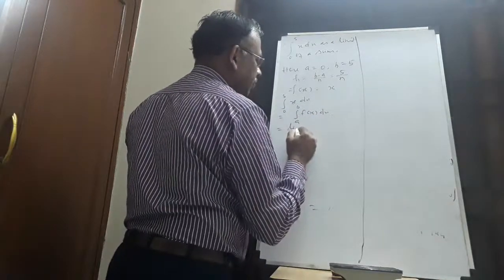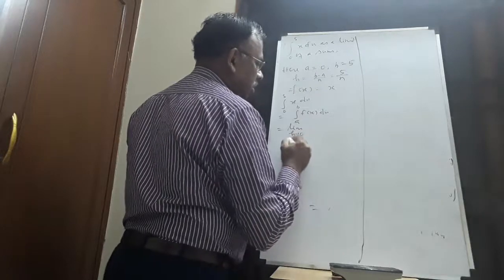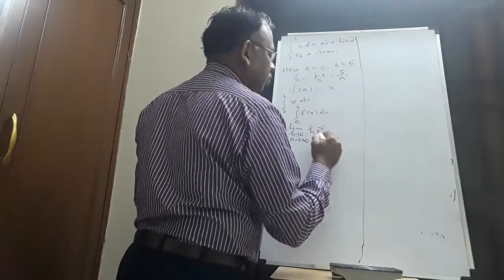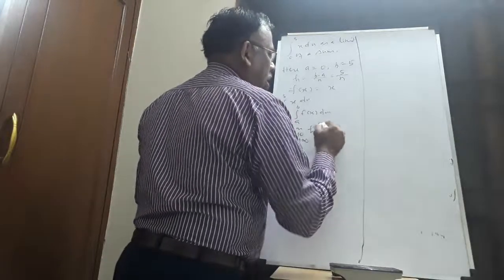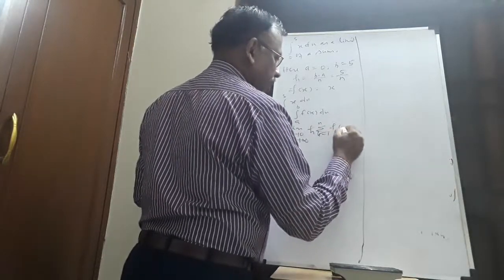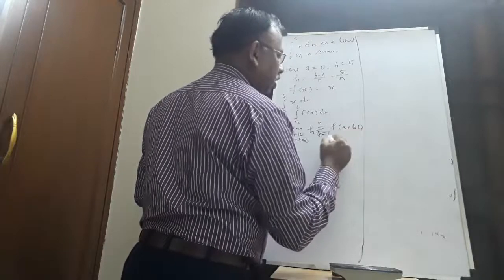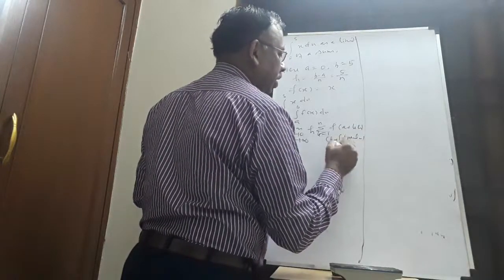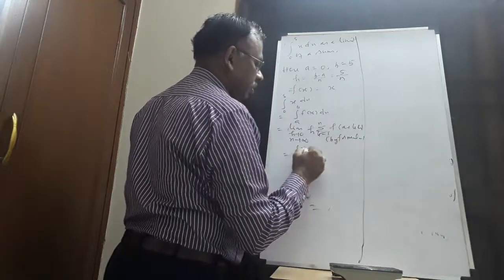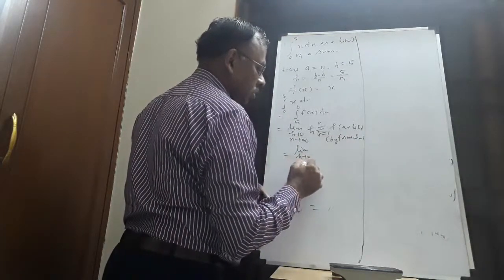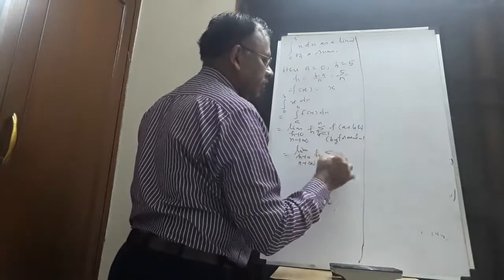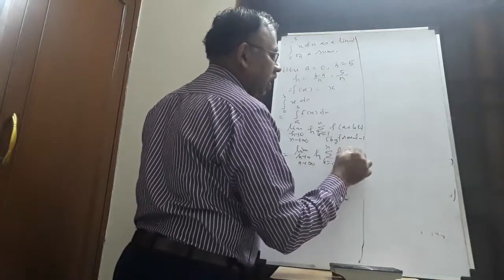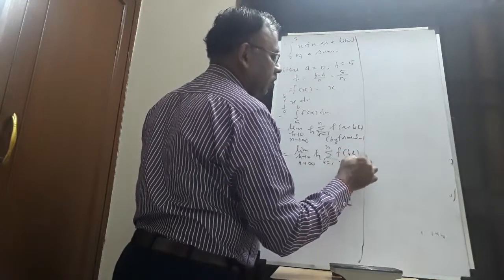Now, just now I derived the formula: limit h tends to 0, n tends to infinity of h into sigma k equal to 1 to n f of a plus kh. You can very well say this is by formula. This is the formula to be applied anyway. This is limit h tends to 0, n tends to infinity of h into sigma k equal to 1 to n f of kh, since a is 0.